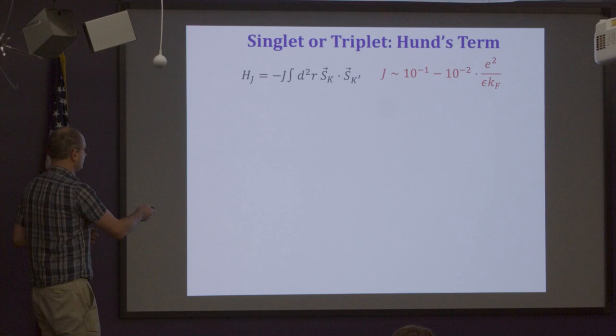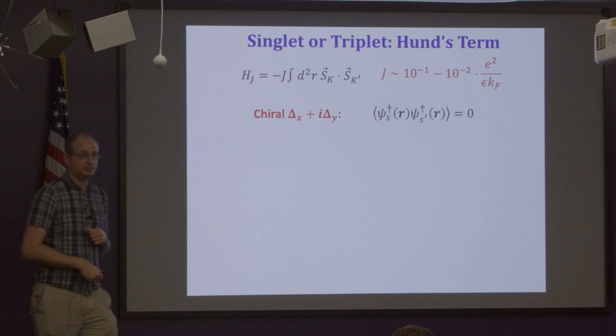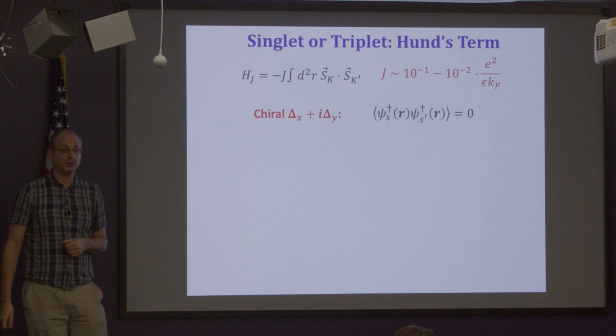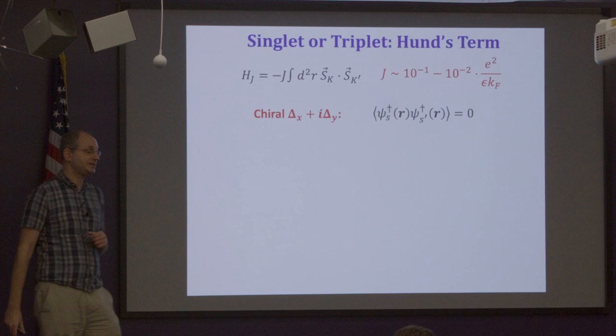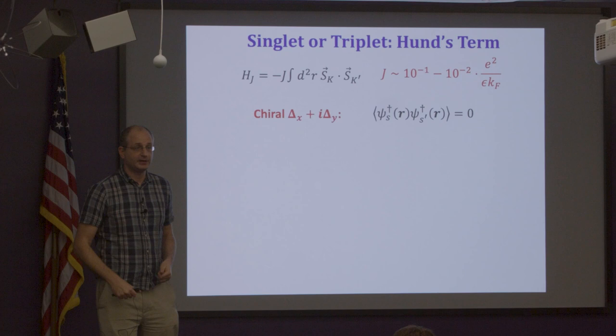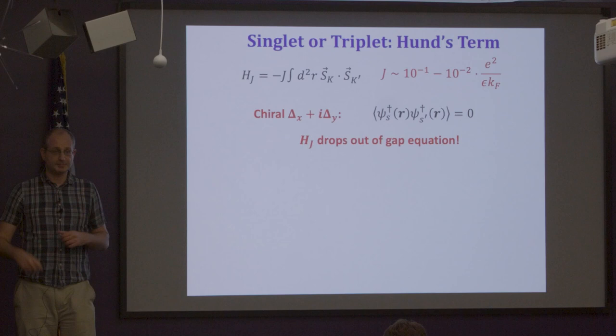If you think about this chiral pairing, if the Cooper pair has angular momentum one, or actually anything but zero, the amplitude of the two electrons forming the Cooper pair from the two valleys to be in the same place in real space is actually zero. That's simply because that's the integral of the pair wave function over the entire K space, so that vanishes. That means that the way I've written this Hund's term, which is a short range contact term, actually vanishes for a Cooper pair that has angular momentum one. So this term is completely ineffective, and if you write the gap equation, this Hund's term completely drops out. It doesn't even lift the degeneracy between singlet and triplet.